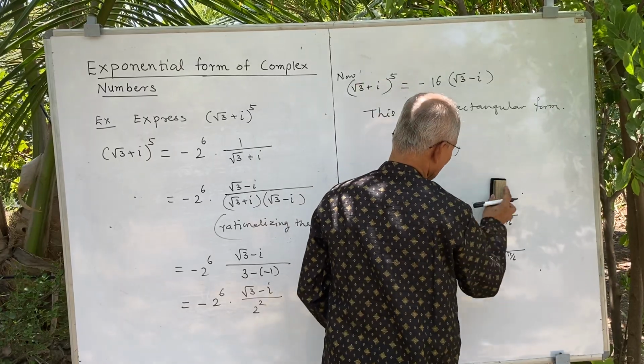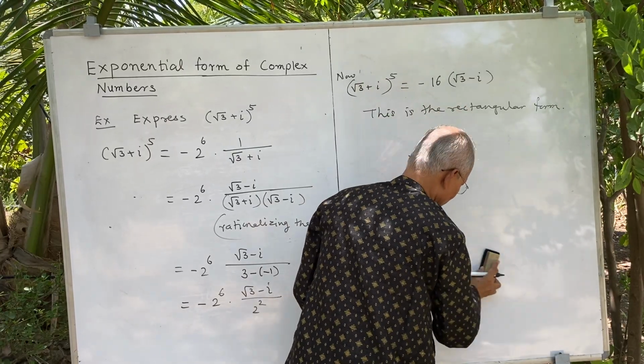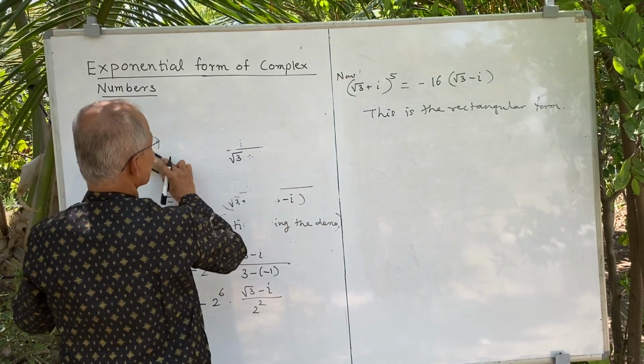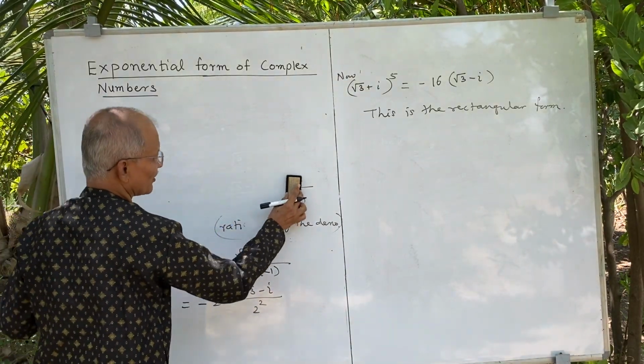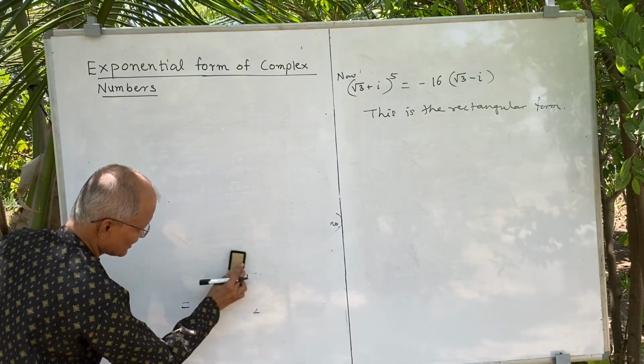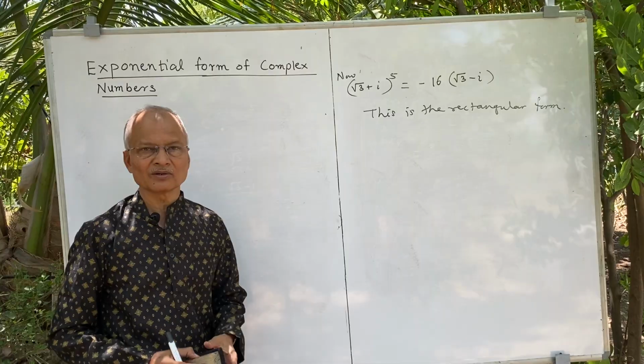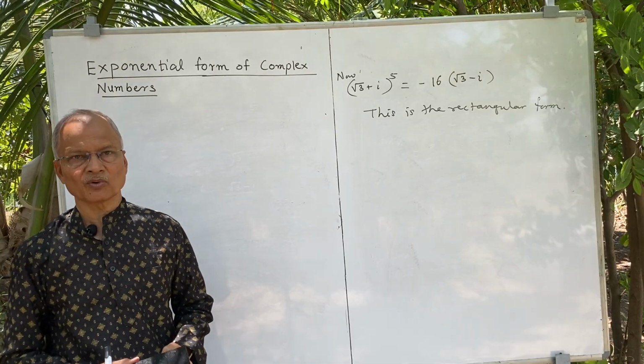So in this way, the exponential form is useful to simplify powers of a complex number. Thus we have studied the exponential form of a complex number and some examples. I hope you can understand this. The remaining part we will continue in our next lecture. Thank you for watching the lecture.